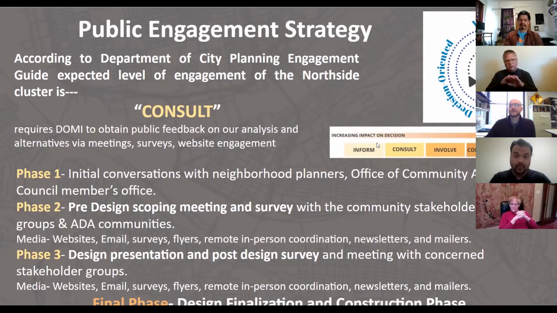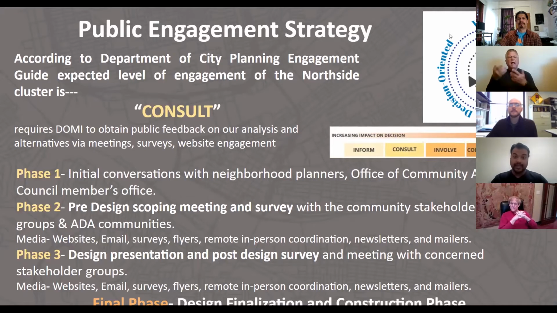In the next phase, we come to the community with a pre-design scoping meeting, followed by a survey where we talk with the community stakeholders, advocacy groups, and the ADA communities regarding those corridors. We hold a survey, and we use website, email, flyers, remote and in-person coordination, newsletters, and mailers to promote those surveys so that they can reach most of the people. From that phase, we get an idea that there are a couple of corridors that the community wants, and there are a couple of corridors that the community doesn't want as a bike corridor at this moment. So we take those corridors out in the second phase.